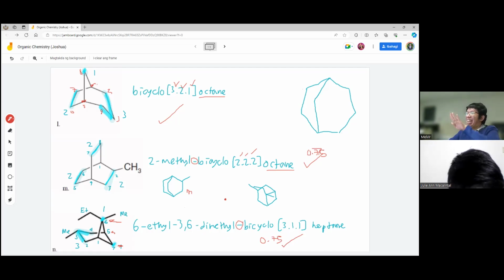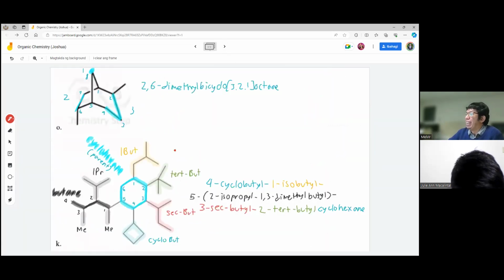Okay, sige. Next, let's go now to, ay ako pala, letter O. Ay, oba, wala na to. Ba't nawala to, Josh? Oh, ito, at least ito wala. Yeah, 26. Yeah, I know. So this will become 2,6-dimethylbicyclooctane. So 3, 2, 1.